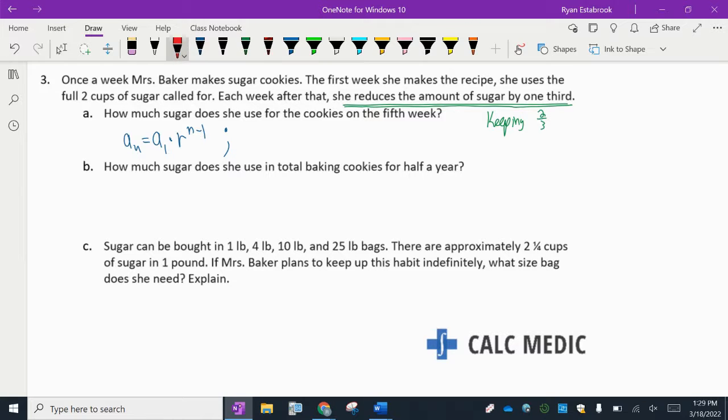Let's be specific on this one. A sub 5, the 5th term, is equal to, what are we going to put in there for a sub 1? 2, times what's our common ratio? This is the 2/3. We're keeping 2/3 of it, to the 5 minus 1, which should be 4. So go ahead and multiply it out. Let's see how many cups she is using on this 5th week. We expect it to be something less. The 1st week was 2 cups. Then it was less, then it was less, then it was less. By the 5th week, how many cups of sugar is she actually using? 0.395.